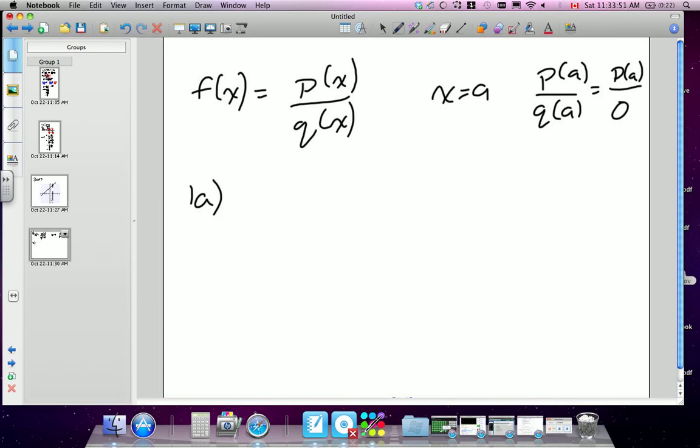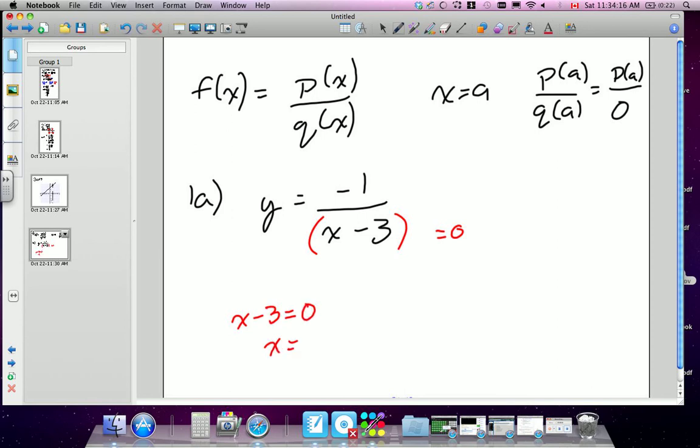So 1a in your book, we're just going to refer to the question like this. We have y is equal to negative 1 over x minus 3, okay? Now remember this rule. Again, we're going to check, first of all, where our vertical asymptotes are. Now the variable is only on the bottom, so we've got to set the bottom of this equation equal to 0. So we'll get x minus 3 equals 0. x cannot be the number 3. So right away we know we're going to have a vertical asymptote at x is 3.